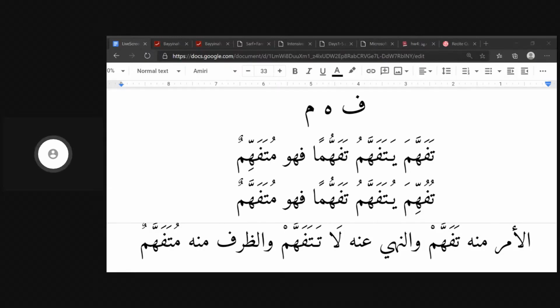Why not tafahim? Because remember, the command form and the forbidding form, they come from the present tense, active. So the present tense active is yatafahamu with a fatha. Yatafahamu. So then the command and the forbidding also have fatha.